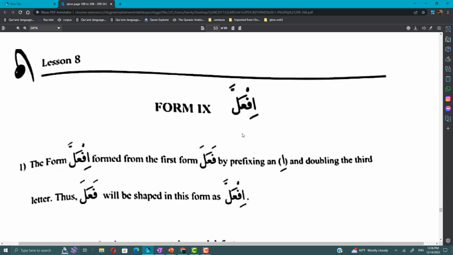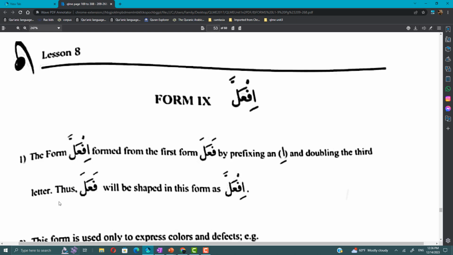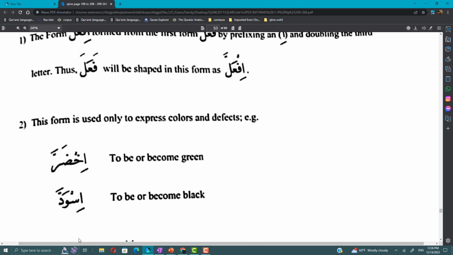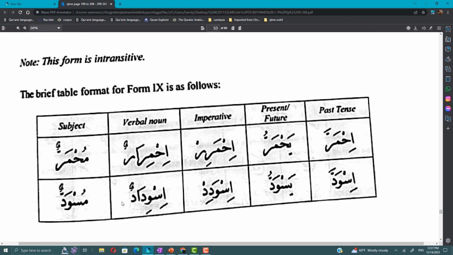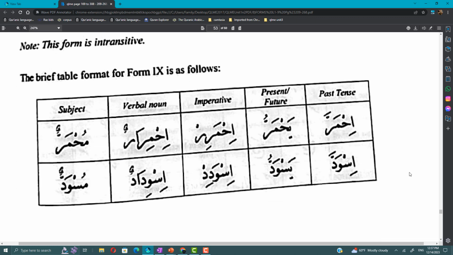Now let's see what's there in the Quranic Language Made Easy book. The form 9, ifa'alla, is formed from the first form fa'ala by prefixing an alif and doubling the third letter. Thus fa'ala will be shaped in this form as ifa'alla. This form is used only to express colors and defects. Ikhdarra, to be or become green. Iswadda, to be or become black. And this form is intransitive, that is lazim.